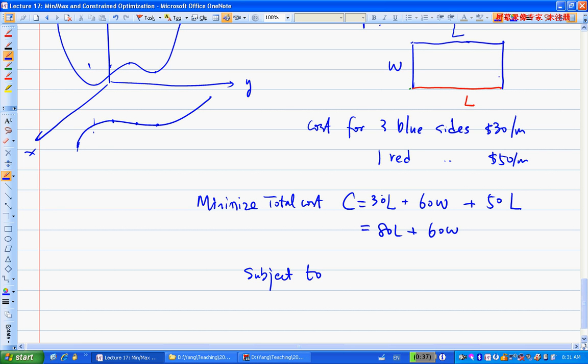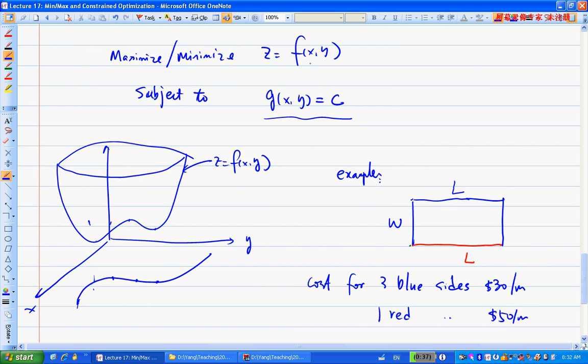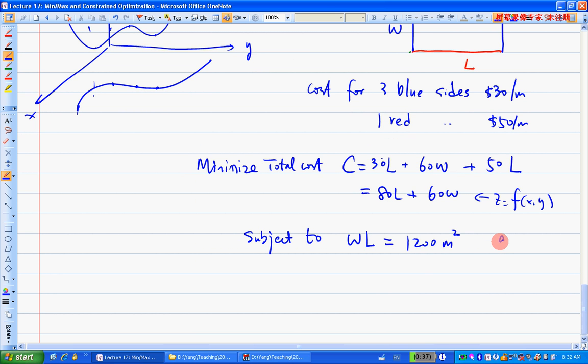So this is your land. You can't be more than 1,200 meter square. Okay, so that's your constraint, right? So basically, this one in here is our function, z equal to f of x, y, as I was giving you here. And this one here is g of x, y equal to a constant. So how do we solve this kind of constrained optimization problem?